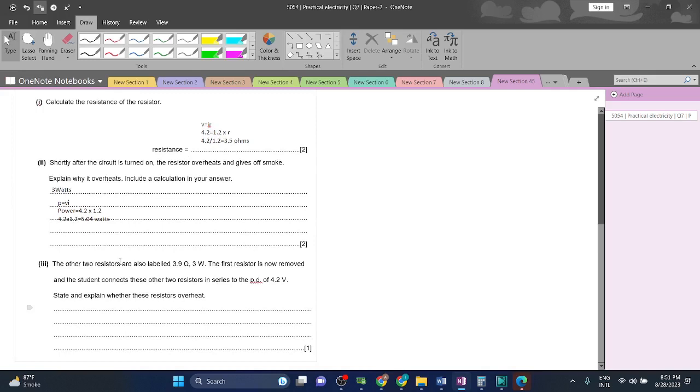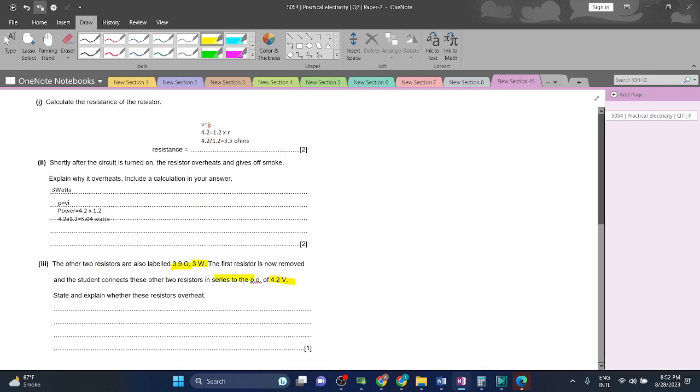सो लेट्स मूव ऑन. द अदर टू रेजिस्टर्स आर आल्सो लेबल्ड 3.9 ohms and 3 watts. The first resistor is now removed and the student connects these two resistors in series to the PD 4.2 volts. State and explain whether these resistors overheat. So we have to do the same thing again, right? हमने फिर से करना है. हमने इसकी फिर से वॉट्स निकालने हैं. हमने फिर से पावर निकालनी है of the resistors connected in series.